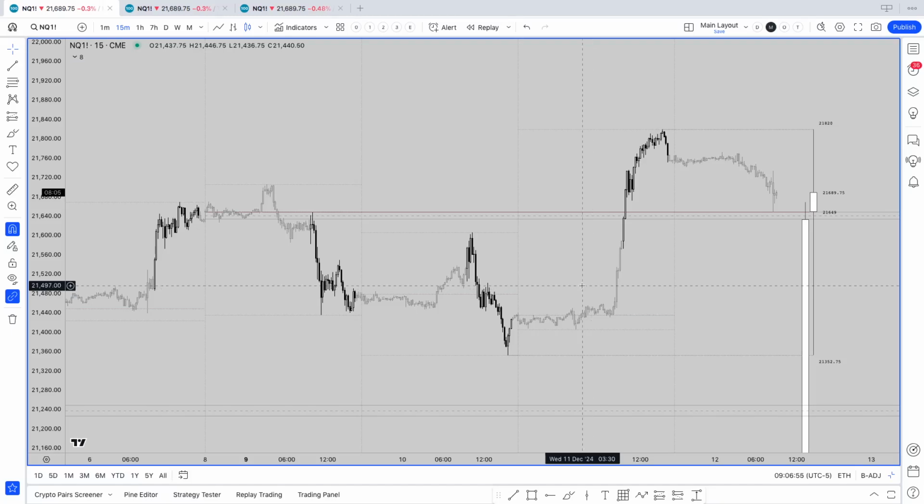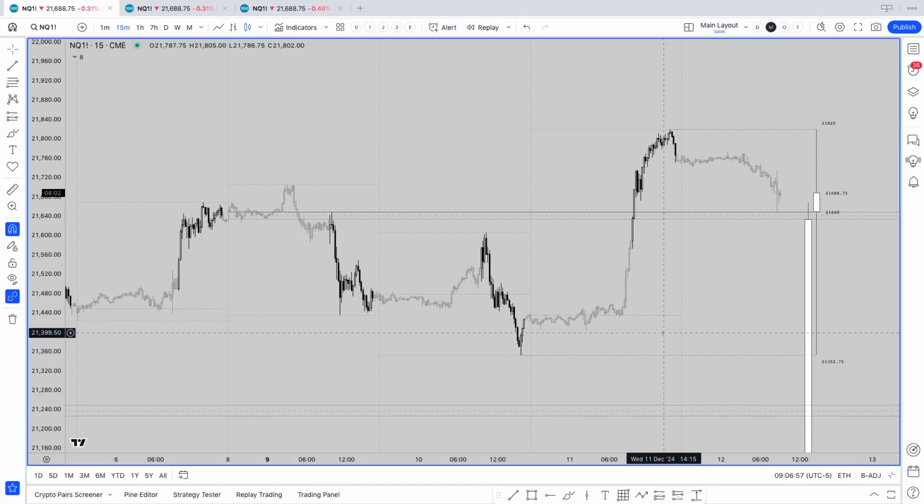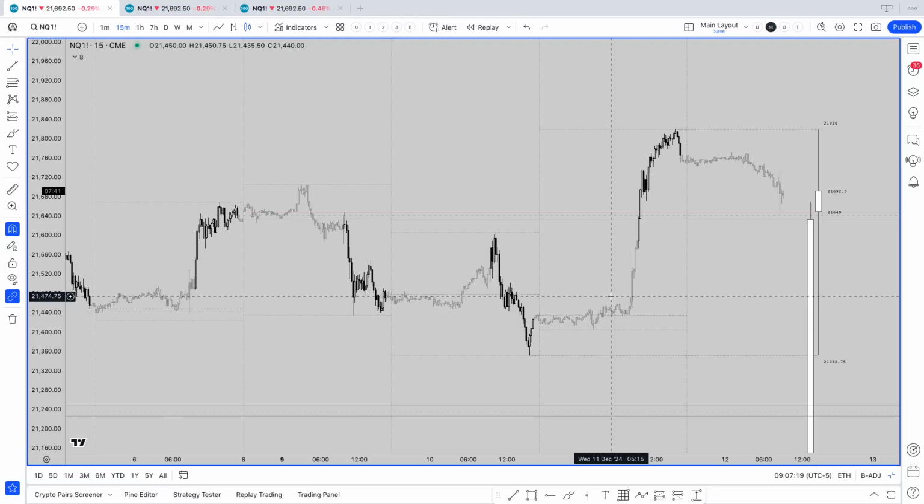So basically, yesterday I had a question in my DMs, how to identify the profile, or if we are going to fill the gap, rebalance the gap, or which profile is going to be presented during the session.